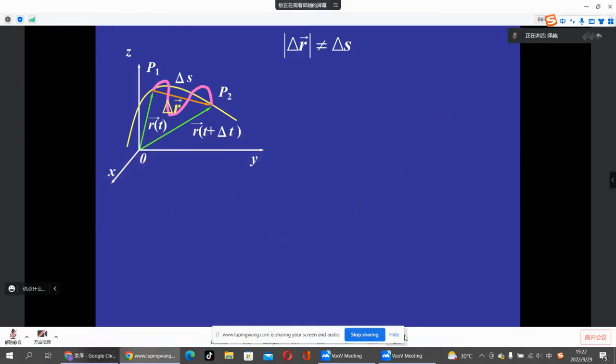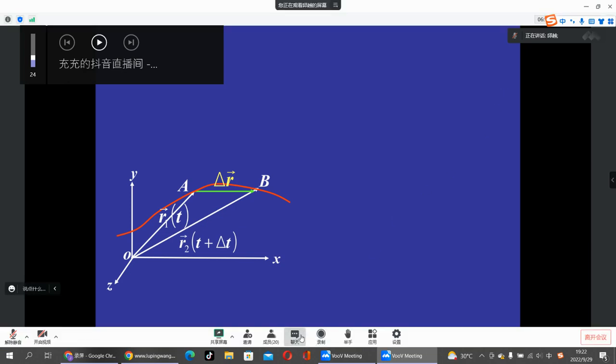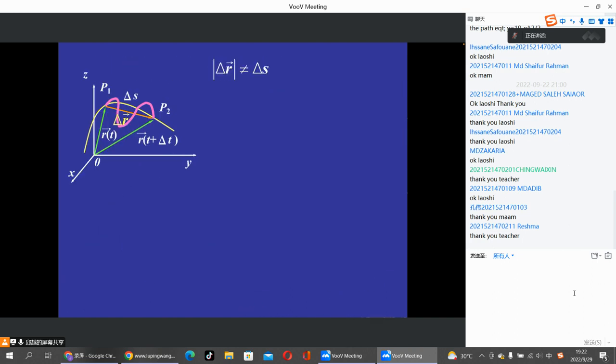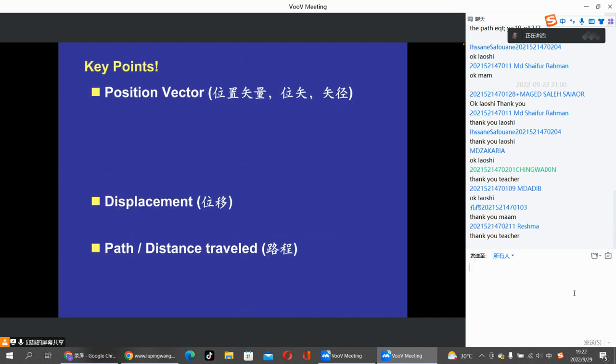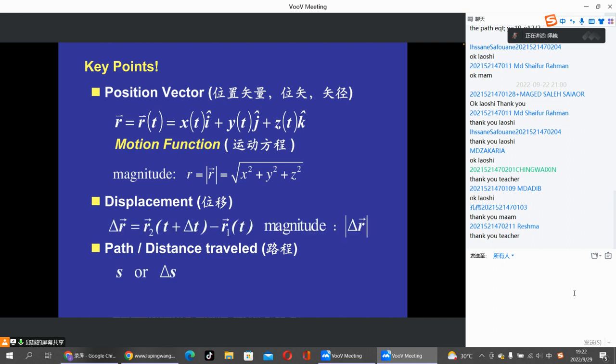For the class, let's first take a brief review of what we have learned in the last two classes. Okay, here are some key terms. First, position vector is defined as the relative position expressed with time t, and we have motion function and displacement or path.